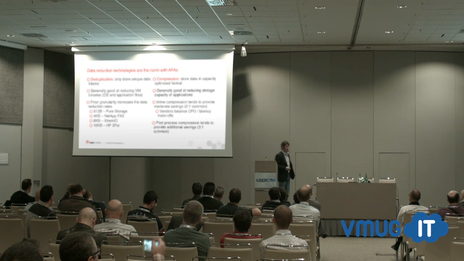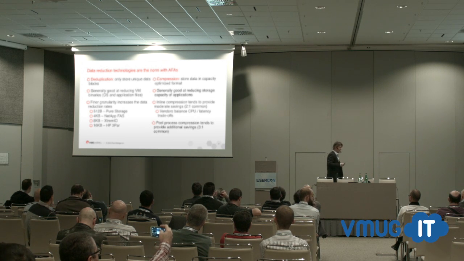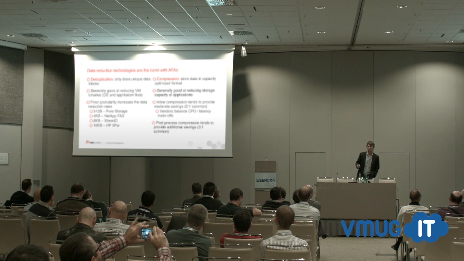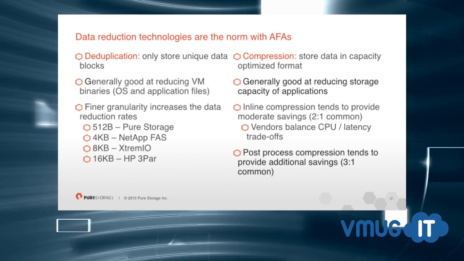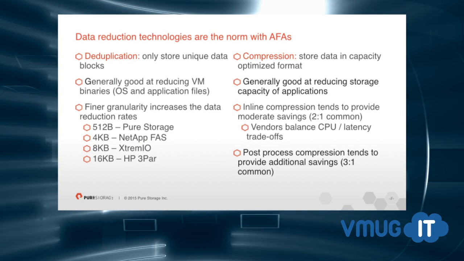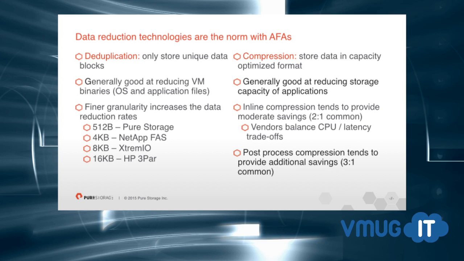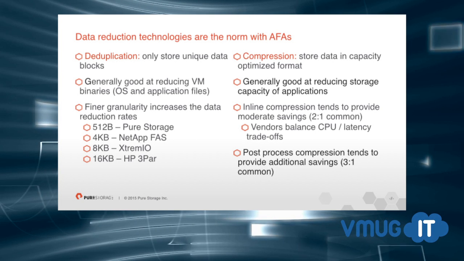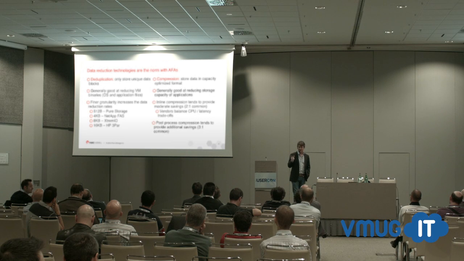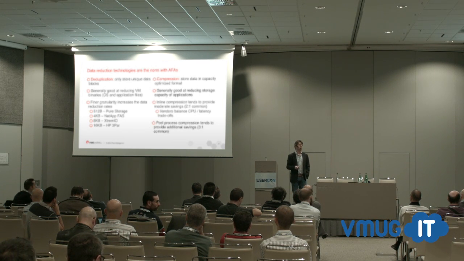In addition to dedupe, compression is an interesting animal as well. Most inline compression, and this includes arrays as well as applications, is very lightweight and gives you very moderate results. I put 2-to-1 up here, but we would probably say the industry norm is somewhere from 30% to 50% savings, so maybe 1.5 to 2 to 1 as a ratio.